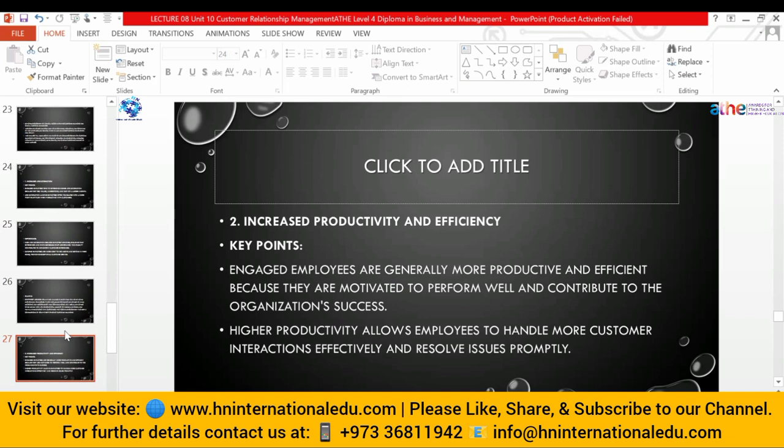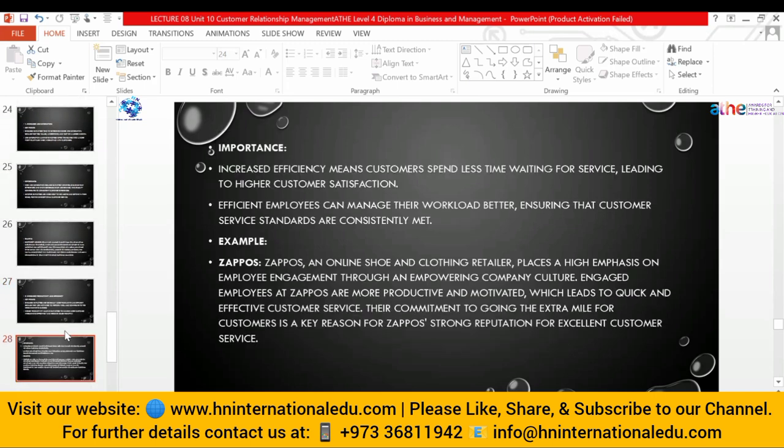Why disturb the owners or the heads when these people, the frontline managers or even the lower levels, can handle the situation? Importance. Increased efficiency means consumers spend less time waiting for the service, leading to higher customer satisfaction, the ultimate goal. Efficient employees can manage their workload better, ensuring that customer service standards are consistently met. They know they have to work from 9 to 5. But if they are overdoing their time or they are more affiliated with the consumers, then this is a plus point as a worker as well. Plus, the consumer is going to remain loyal as well.